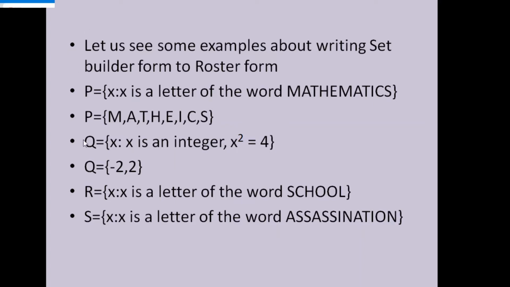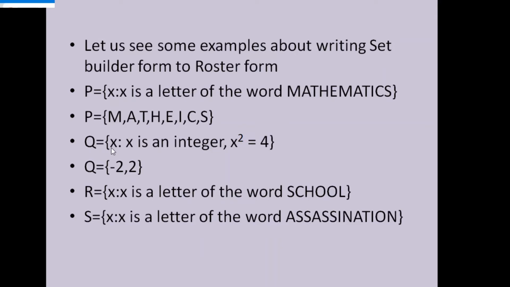Similarly, I have taken the word school. So you can try this example, and the last one I have taken here is the word assassination. This also you can try.